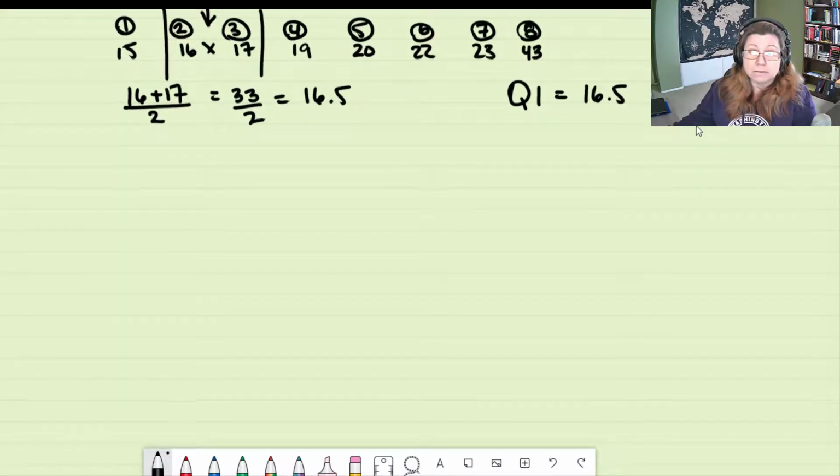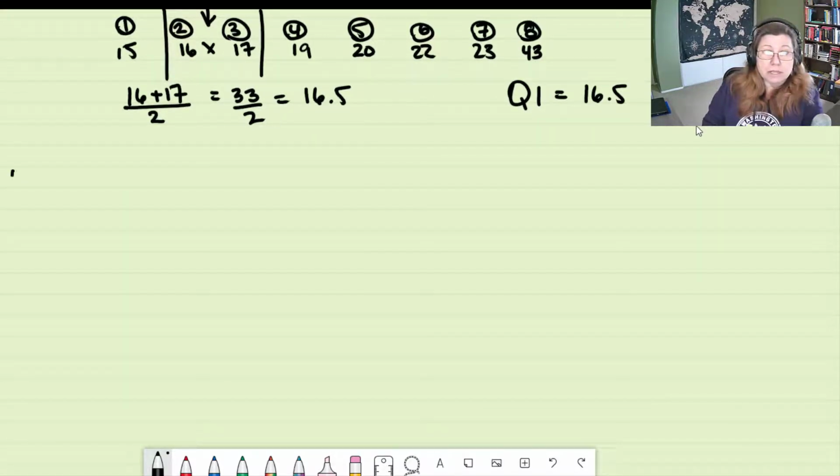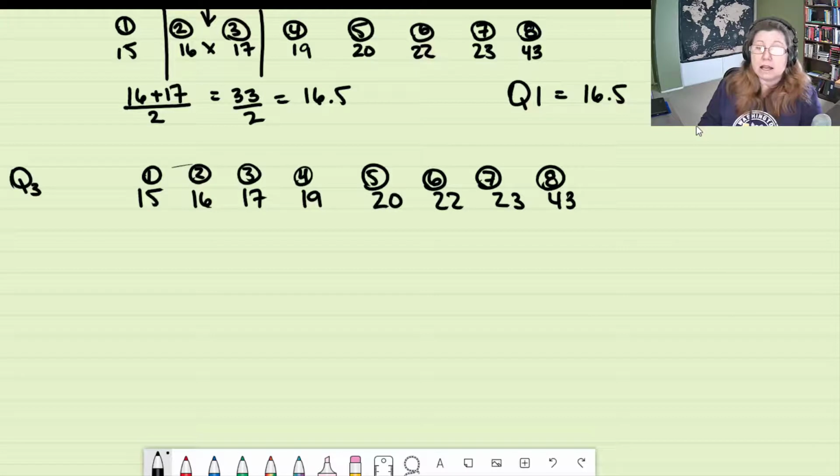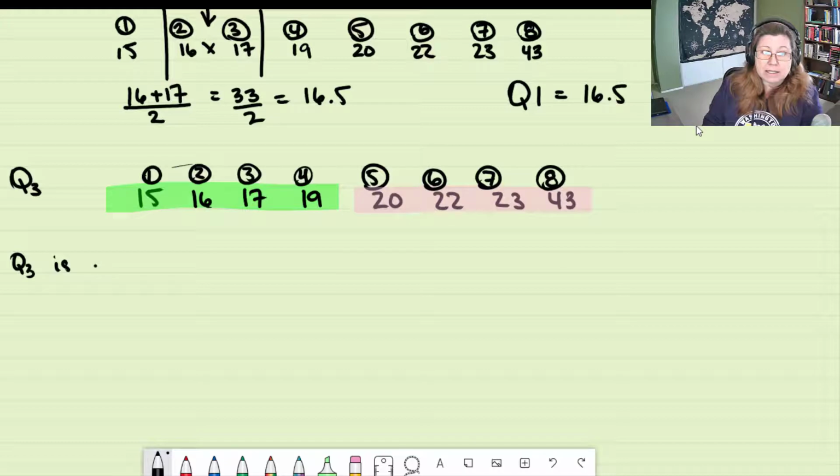Okay. So this is going to be solving for Q3. Now I want to rewrite my list. And again, I have to realize what Q3 is. I'm going to go ahead and highlight my colors again. So the second half was in pink, the first half was in green. And Q3 is the median of the second half of the values.